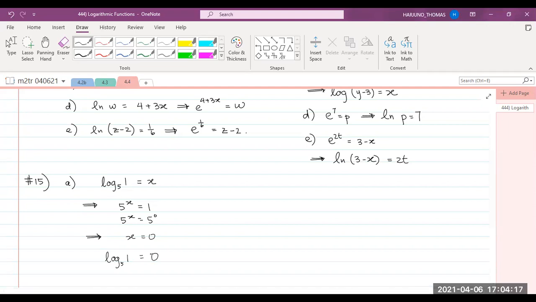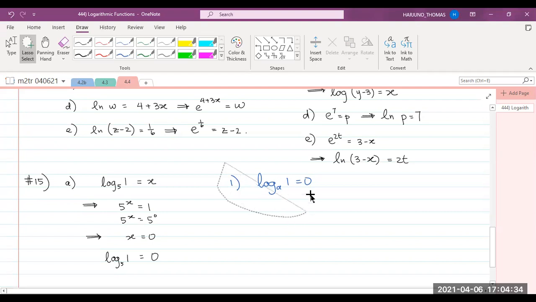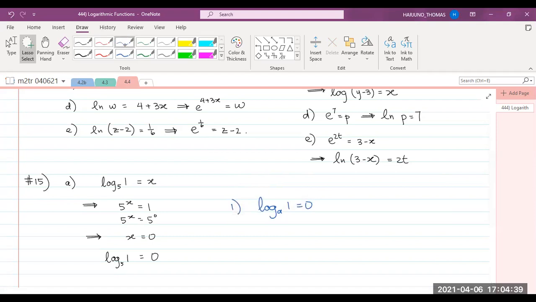Okay, that gives us basic property number 1. Log base a of 1 is equal to 0, for a positive and not 1. For the base positive, not 1, log base a of 1 is 0.